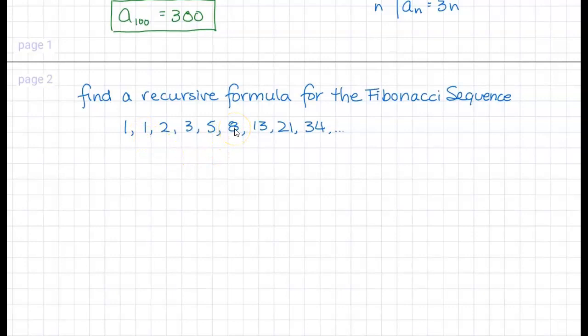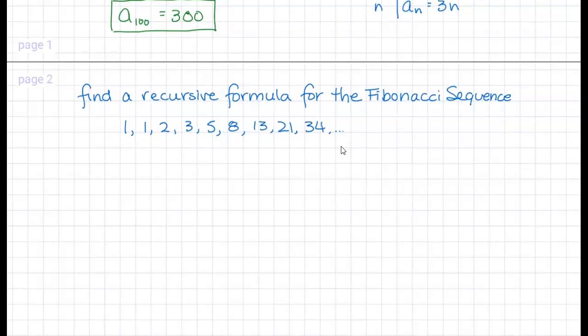The 6th term is a sum of the 5th and the 4th term. The 9th term is a sum of the 8th and the 7th term. So it's really easy to describe that way. If you can ever describe a sequence by what you do with previous terms to find the next term, you can write a recursive formula really easily. So the way a recursive formula looks like is this.